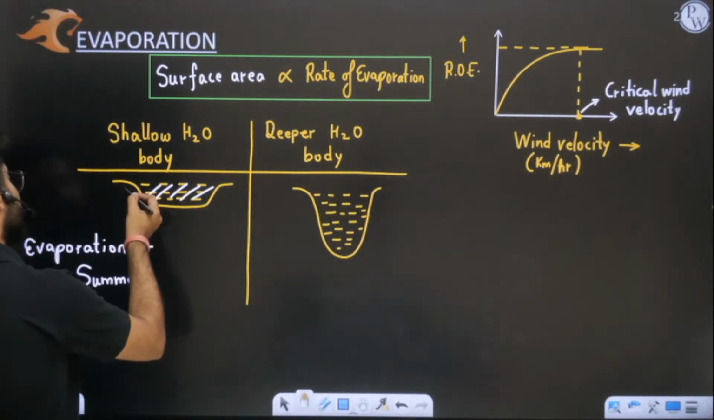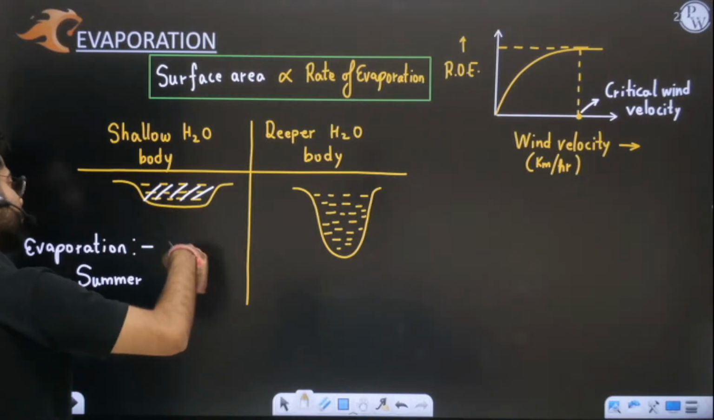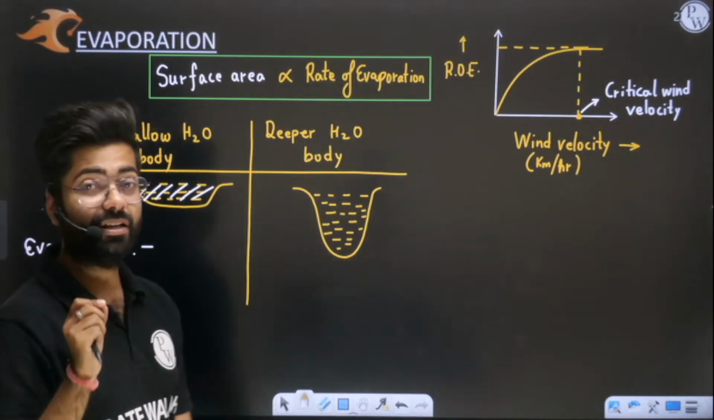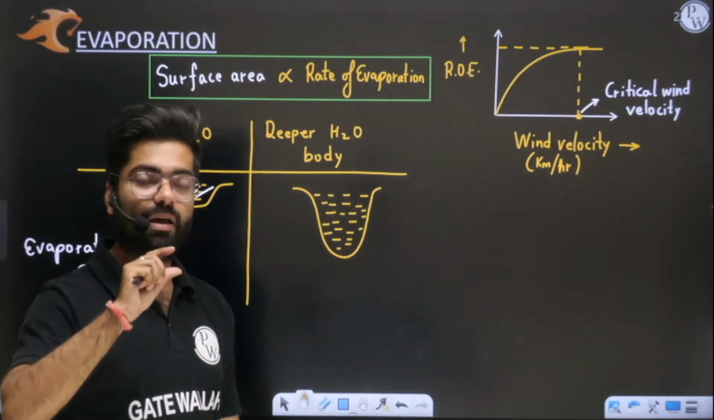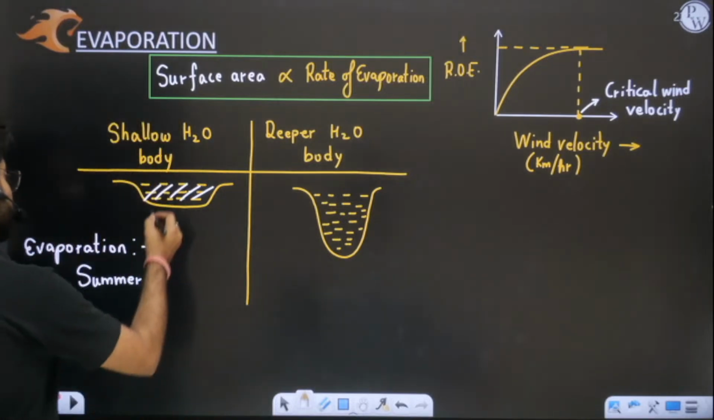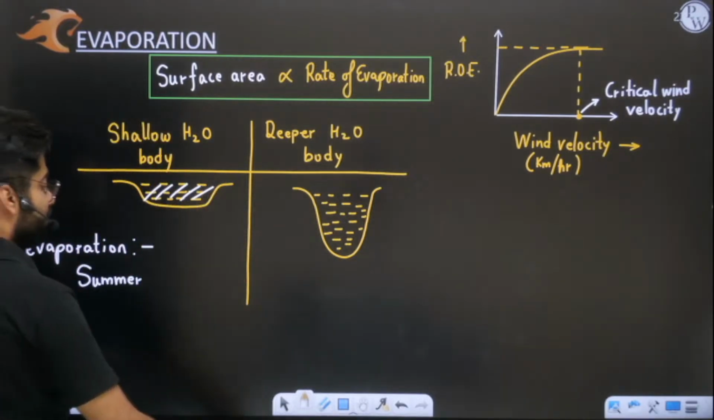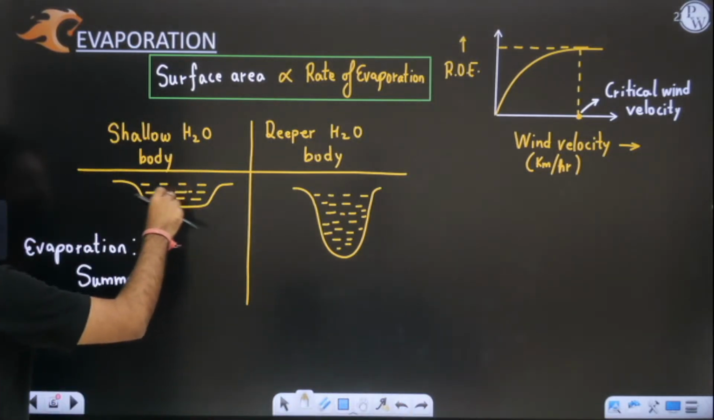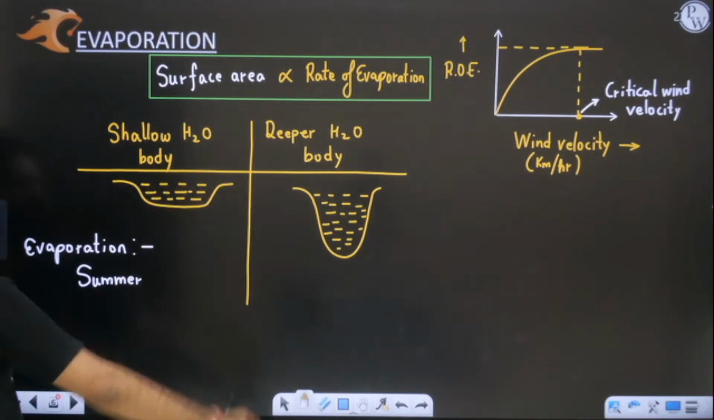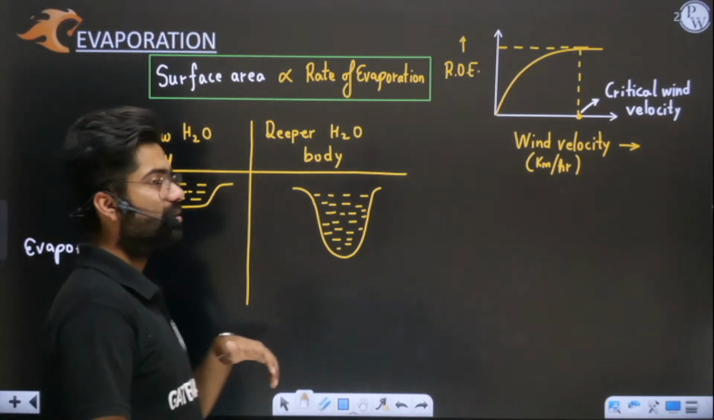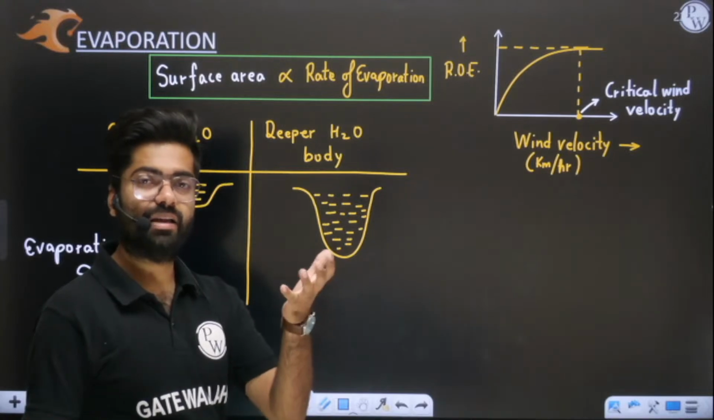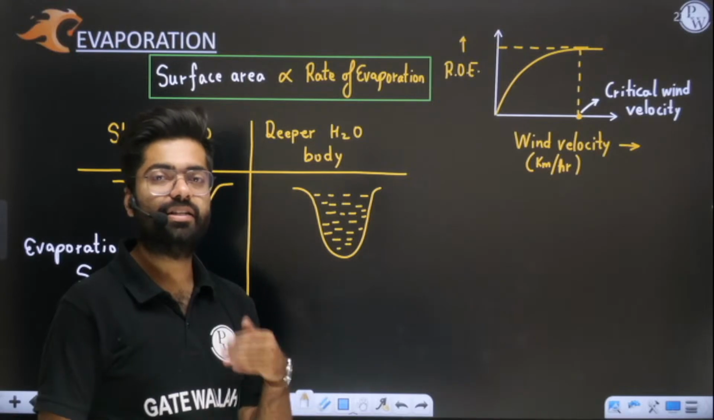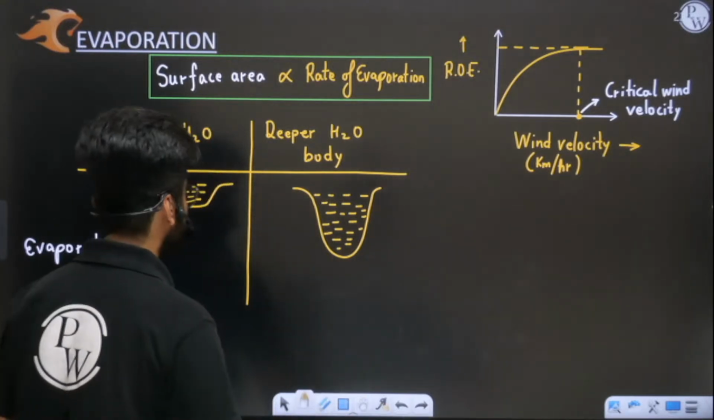Higher the temperature of this water body, higher will be the evaporation. This you need to understand. This is the main concept here. That's why in summer season the temperature of this water increases tremendously. Why does this shallow water body increase in temperature? Because volume of water is less. Since volume of water is less, it will absorb a huge amount of heat energy and get heated up. And once it gets heated up, it will evaporate more.